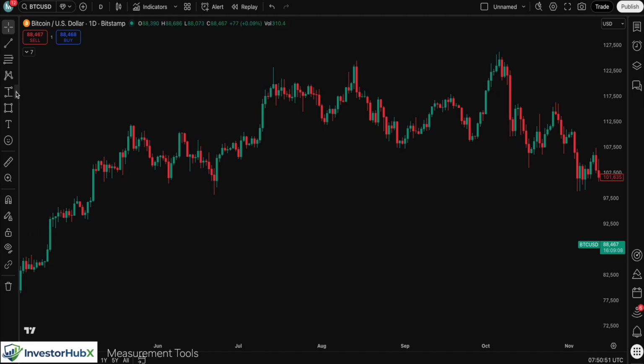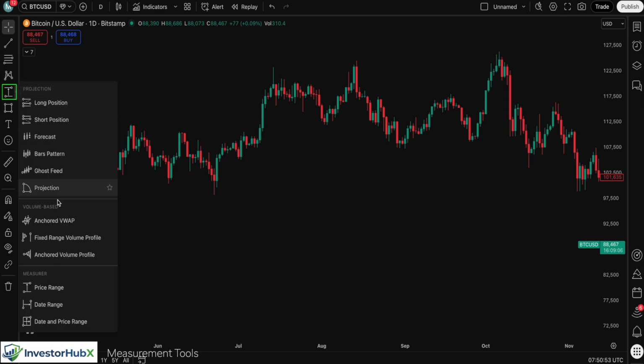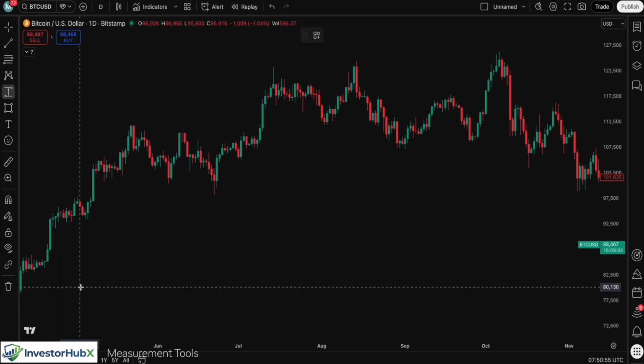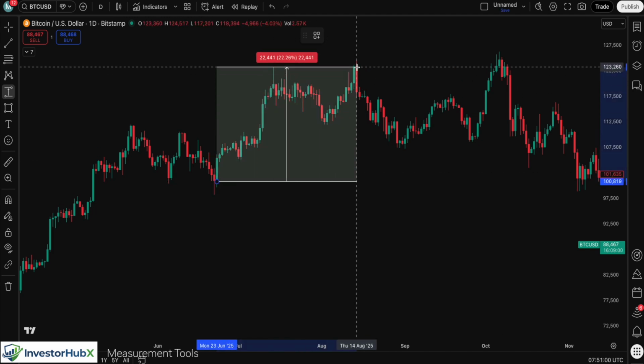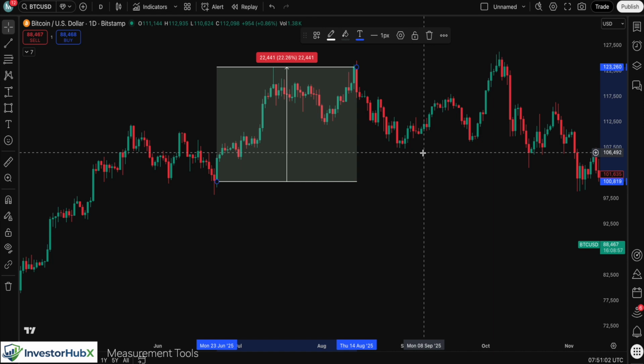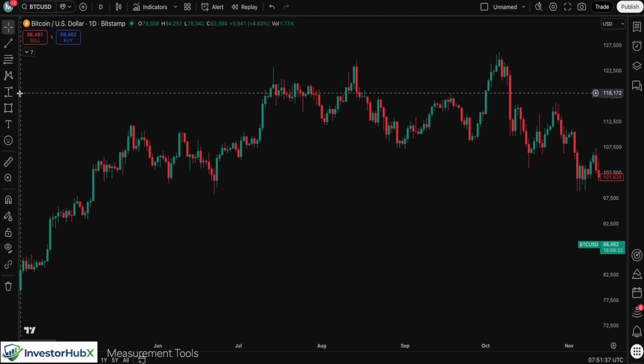Next, let's look at the measurement tools. TradingView includes three main measurement tools: the price range, the date range, and the ruler. The price range tool is used to measure price movement between 2 points. To use it, select the price range tool and click on a starting point. Then drag to a second point and release. TradingView will show you the price change and percentage move between those 2 points. This tool is useful when you want to see how far price moved during a previous rally or pullback.